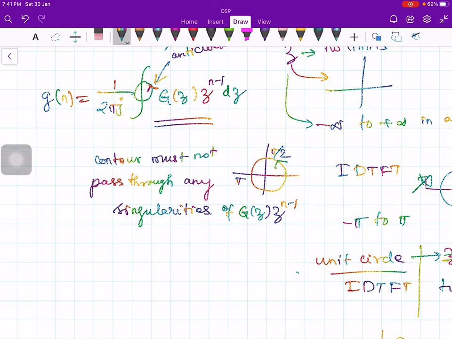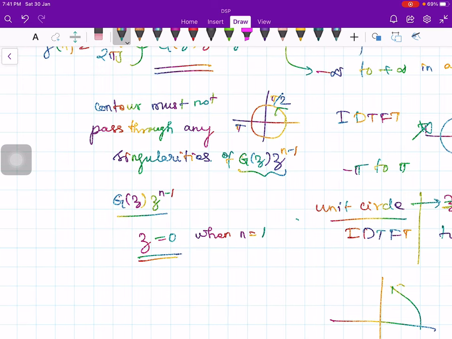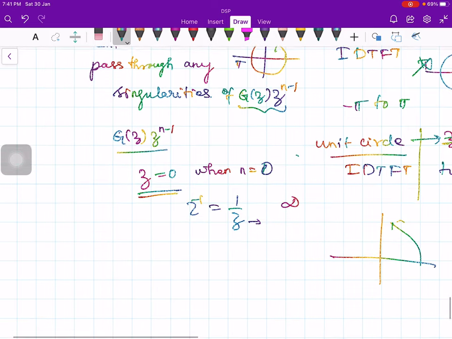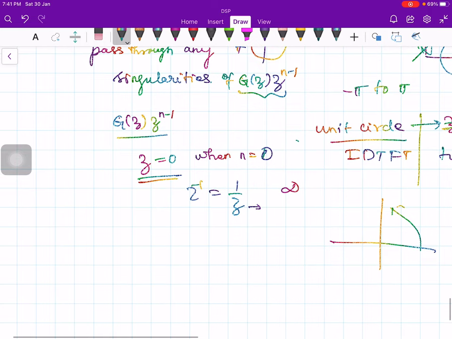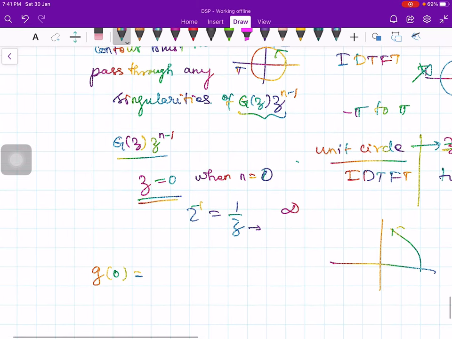And where is the singularity of this? You take g of z times z to the n minus 1, you can find one singularity. That one singularity is sitting at z equal to 0 when n is equal to 0. When you put n equal to 0, then you get z inverse, which is 1 by z. If you substitute z equal to 0, then you'll get infinity. So that's a singularity point. Okay, so g of 0 is equal to 1 by 2 pi j, integral of g of z to the minus n dz.